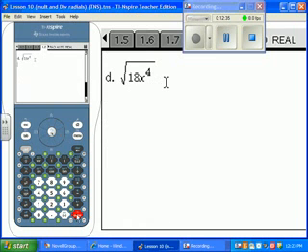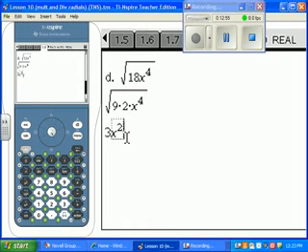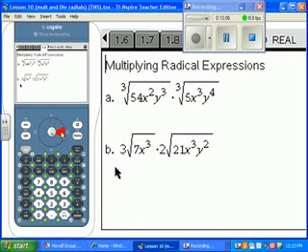Okay, how am I going to break up 18? 9 and 2. Do I have to do anything with x to the 4th? No. Okay, so when I reduce this, I get 3x squared. Good. It's really annoying how it does that. I know. And perfect. How many people got those right? Majority. Good. Okay, all right, go to the next page.